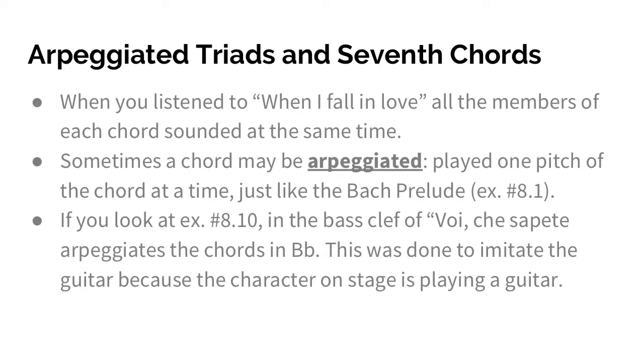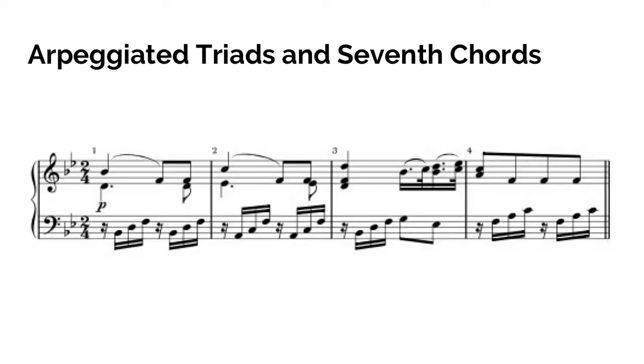So when you listened to the chords before, all the members of each chord sounded at the same time. But sometimes a chord may be arpeggiated, which means you play one pitch of the chord at a time, just like that Bach prelude that we listened to in the beginning. If you look at example 8.10, in the bass clef of the Mozart aria Voi che sapete, it arpeggiates the chords in B flat. This was done to imitate the guitar, because the character on stage is playing guitar. So here is that example.